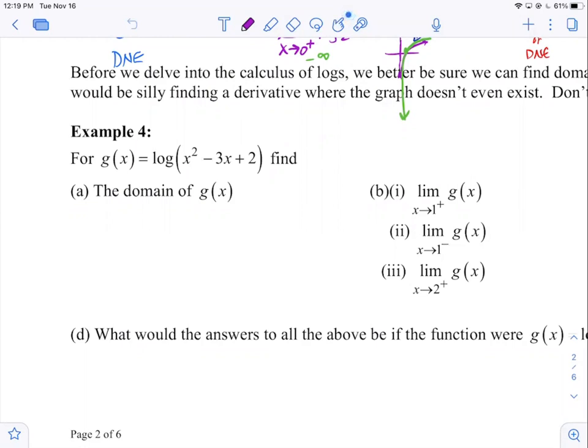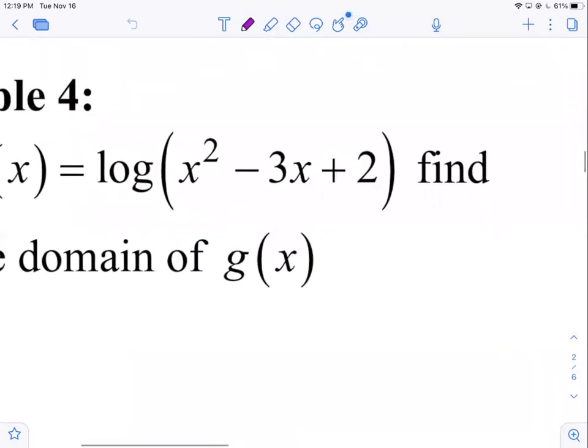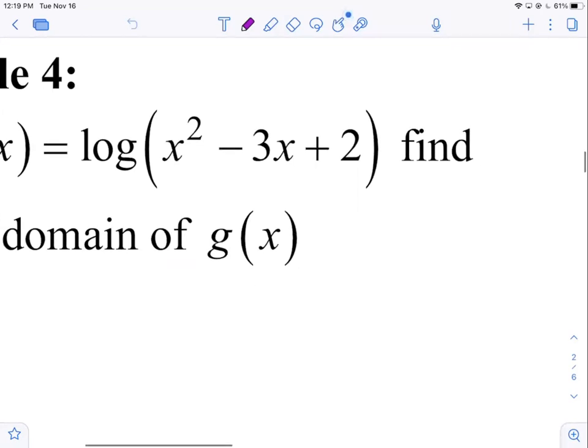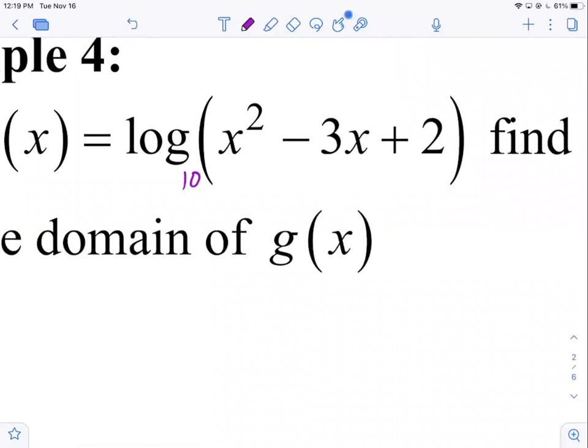For g of x equals log of x squared minus 3x plus 2, find the following. First of all, we know it's a log function. We've got variables in the argument, and it's log. That's a giveaway. What's the base, though? 10. It's implied 10, so we don't have to write it, but it makes me feel better to have it. So I'm going to put log base 10.